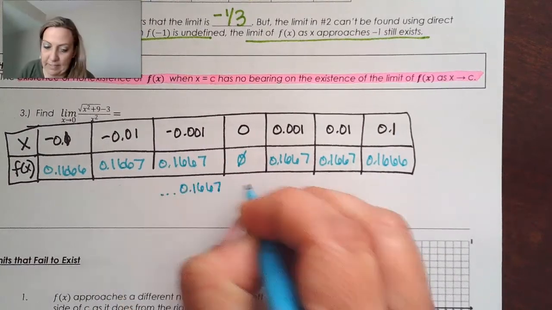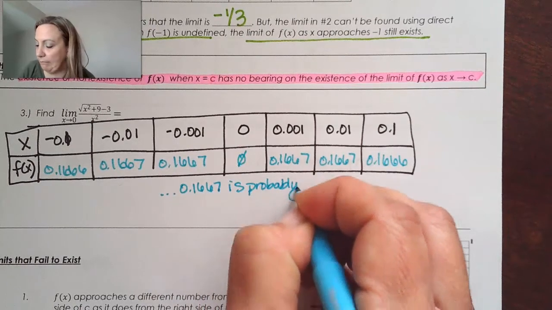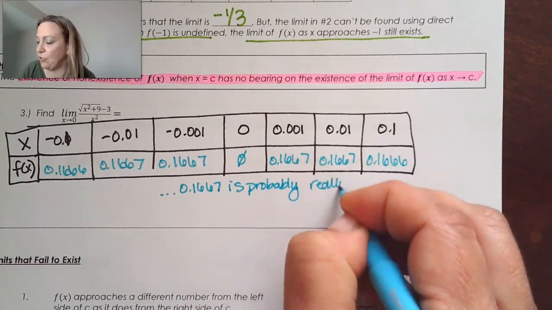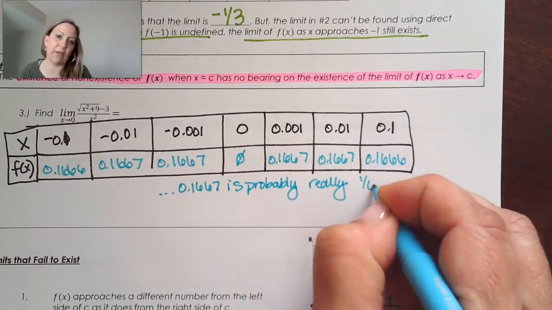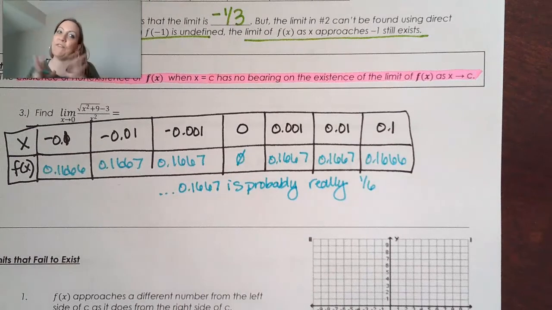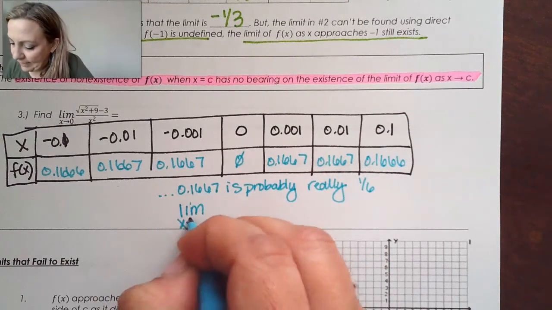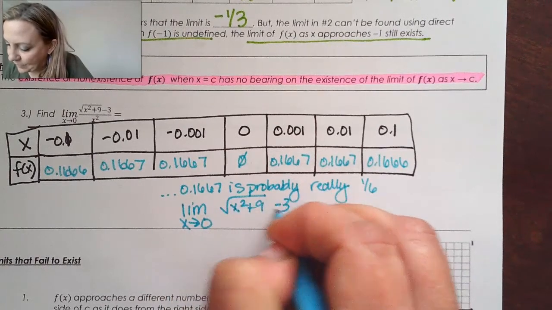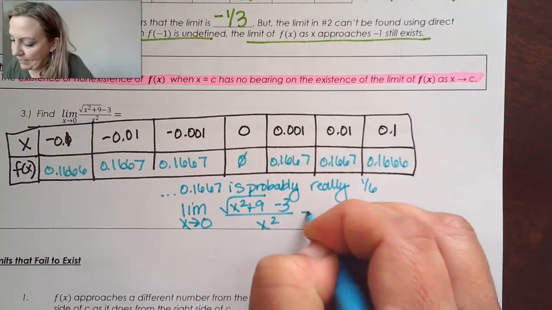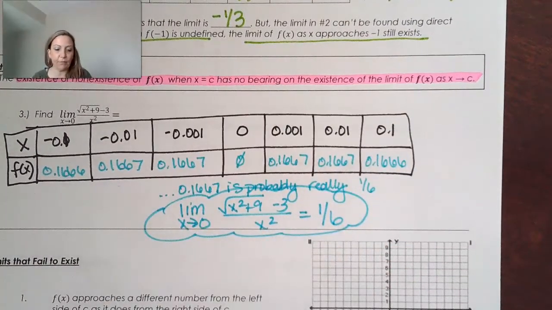0.1667 is probably really going to be a fraction, right? Any idea what fraction 0.1667 is? That's really like 1/6, okay? And don't worry, we'll find better ways than this table. But that's what we could say, that the limit as x approaches 0 of (x squared plus 9 minus 3) over x squared is going to be 1/6 according to our table.